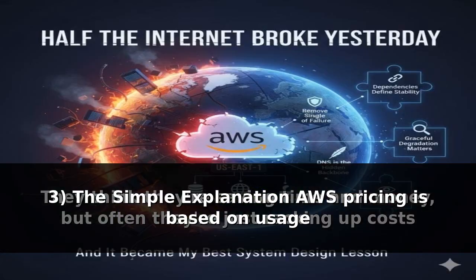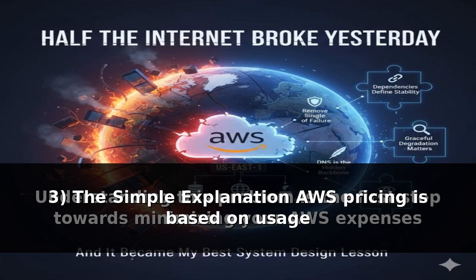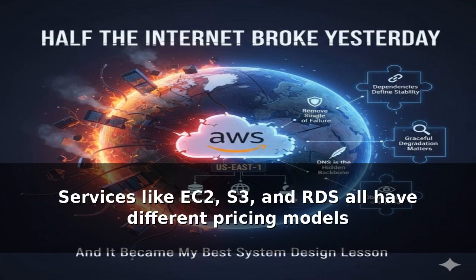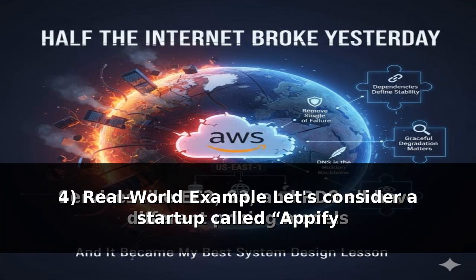The simple explanation: AWS pricing is based on usage. The more you use, the more you pay. It sounds simple, but there are hidden costs everywhere. Services like EC2, S3, and RDS all have different pricing models. Without proper planning, it's easy to lose track of what you're spending.